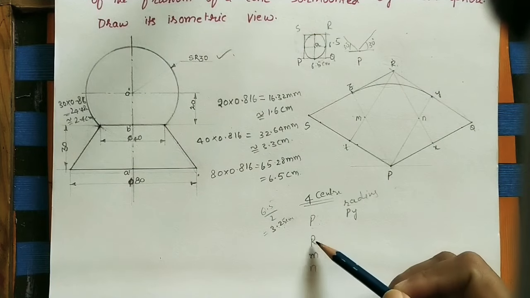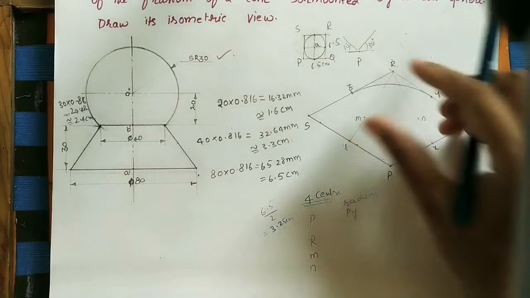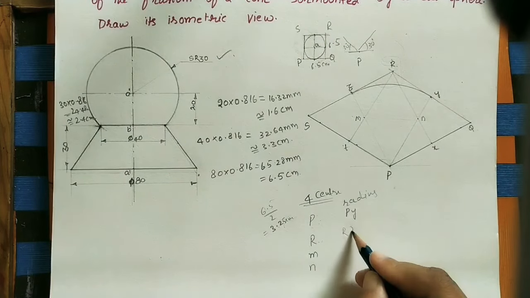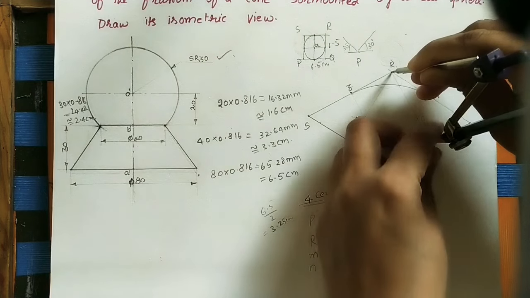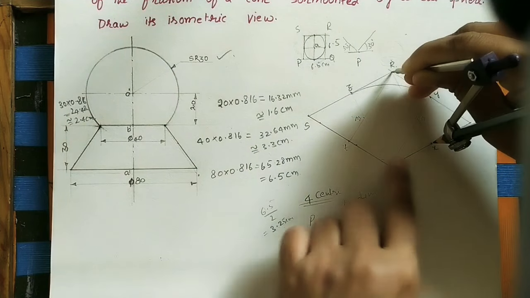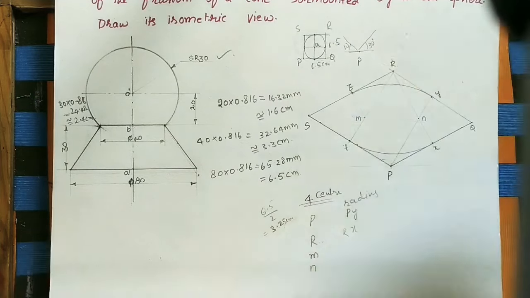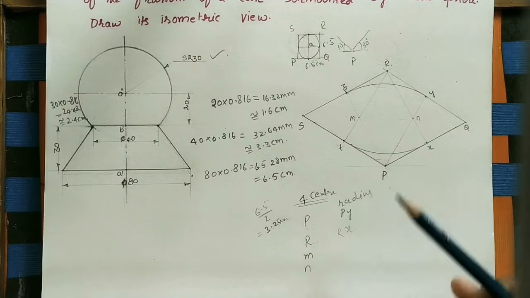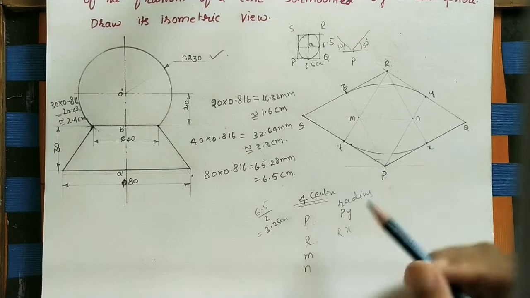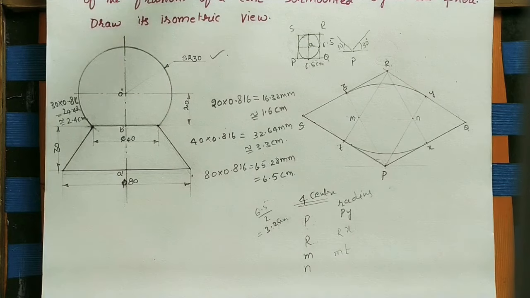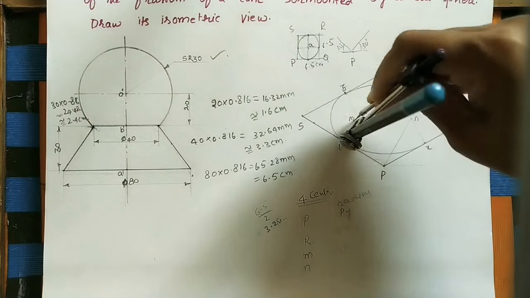Getting this arc, take the next center, R center. Take RT or RX as the radius, this radius or this radius. I will write here RX radius. By using the compass, R center, RX radius. Join X and T like this. After getting the two arcs, take the next center, M center. Take radius MT or MZ, both are the same value. Here I will write MT radius by using the compass. M center, MT radius. Join these two points.